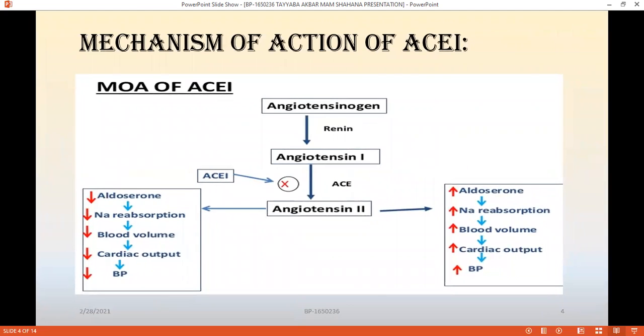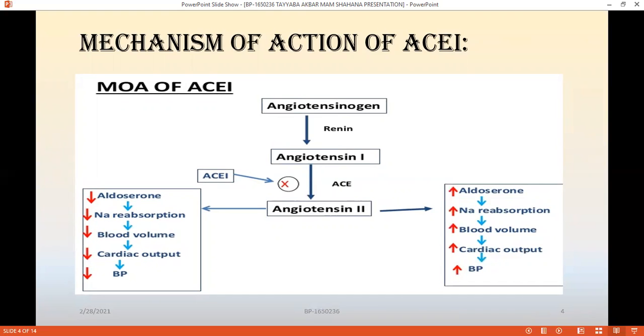How is the action of the angiotensin converting enzyme inhibitor produced? Renin, which is primarily released by the kidney, stimulates the formation of angiotensin 1 in blood and tissues. This angiotensin 1 will be converted into angiotensin 2 through the action of the angiotensin converting enzyme, which will result in increased levels of aldosterone, sodium reabsorption, blood volume, cardiac output, and increased blood pressure.